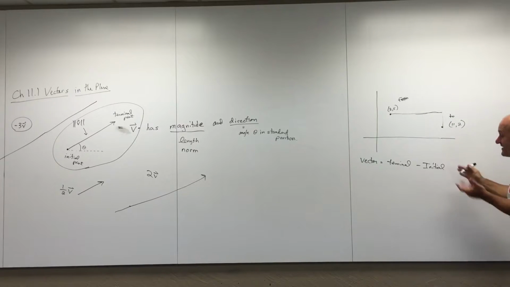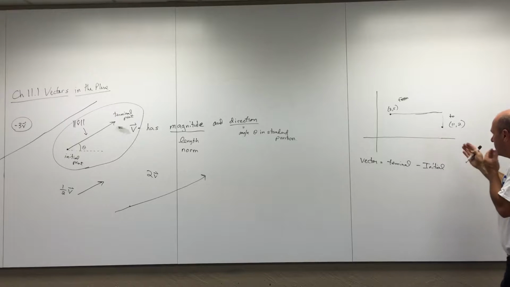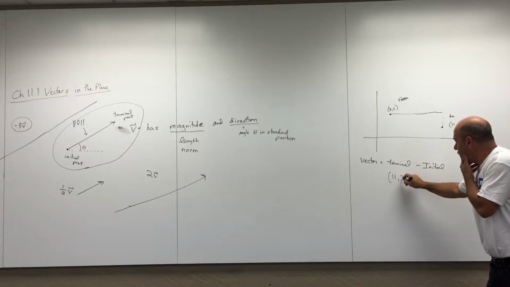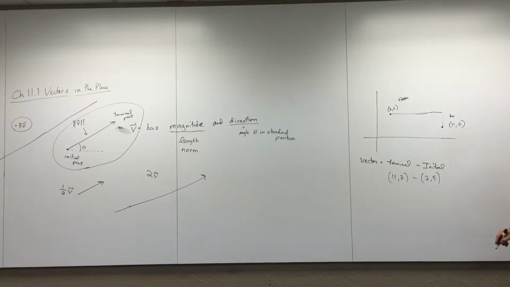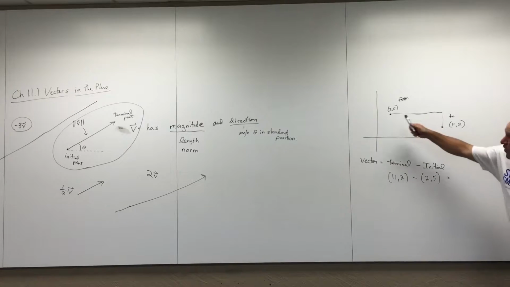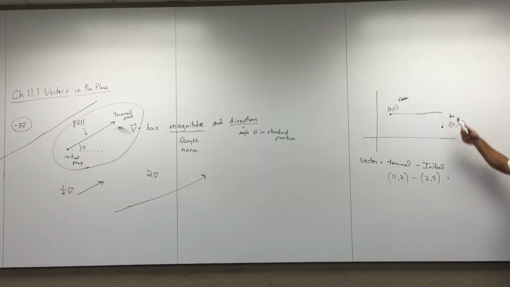I mean, I could do the math. Terminal minus initial. The point 11, 2 minus the point 2, 5. This is kind of funny. You've probably never subtracted points. But what you get is 9 and negative 3. Now, what did I say? Move over to the right 9 and move down 3. Right. Well, that's positive 9 and negative 3.